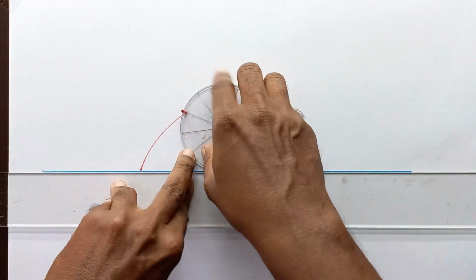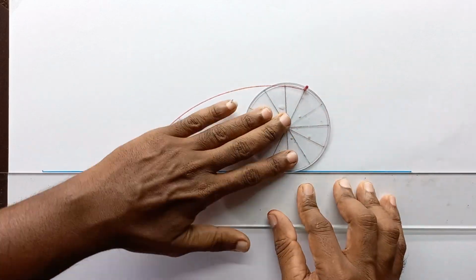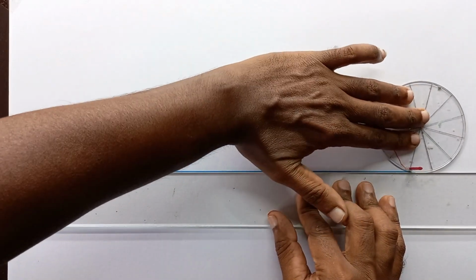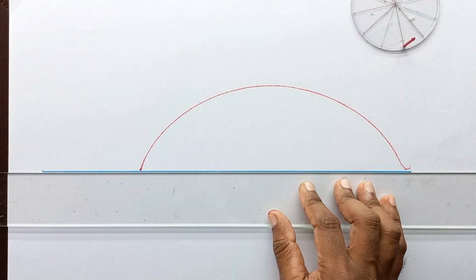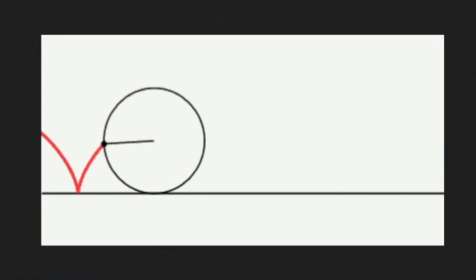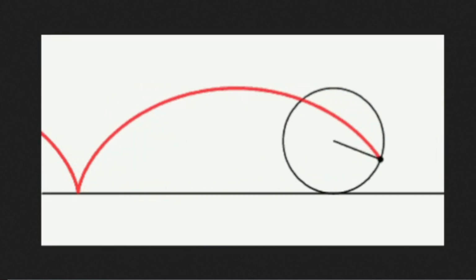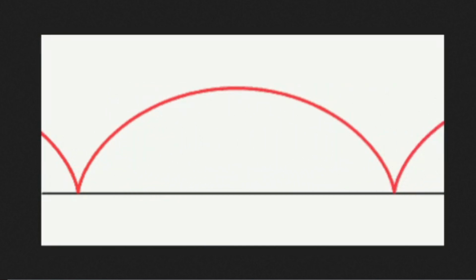In this video, I am going to explain how to construct a cycloid using the geometric construction. So, first of all, what is meant by the cycloid? The cycloid is the curve traced by a point on a circle as it rolls along a straight line without slipping. Okay, let me explain this one.